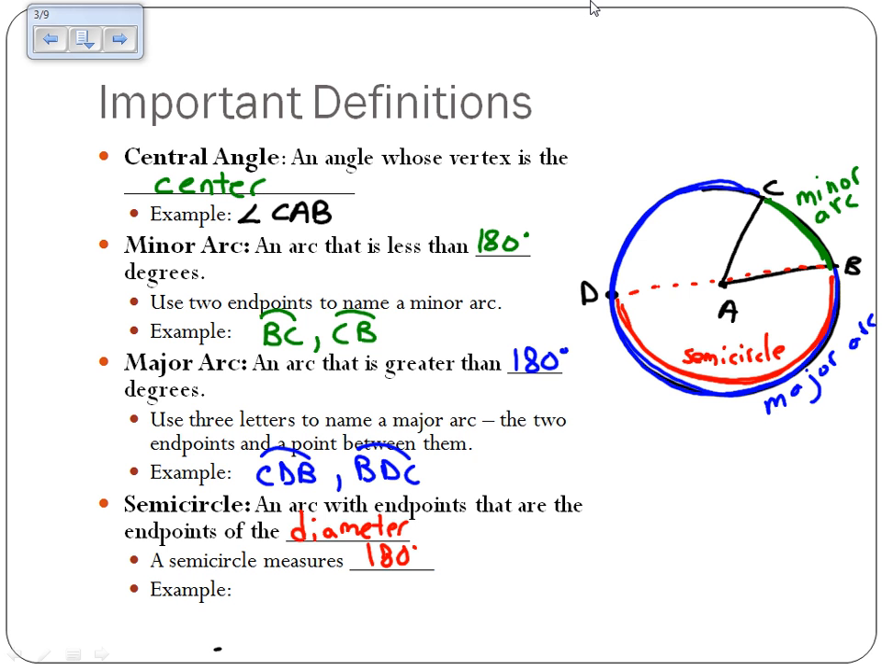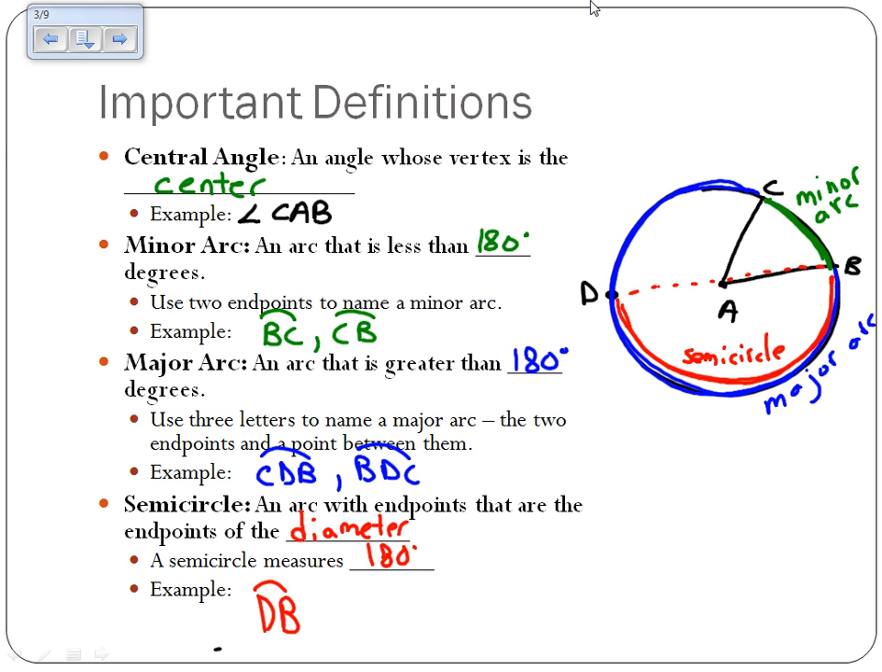And how would we name that? How do we name it? Marshall? Would it be DB? DB with a little arc on top. Okay? How do we feel about those?